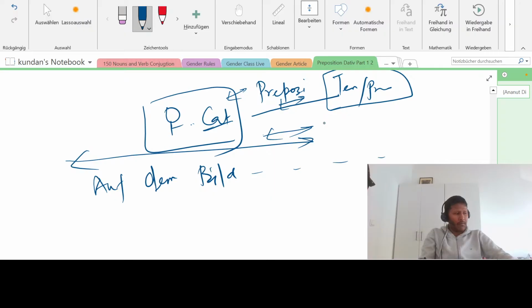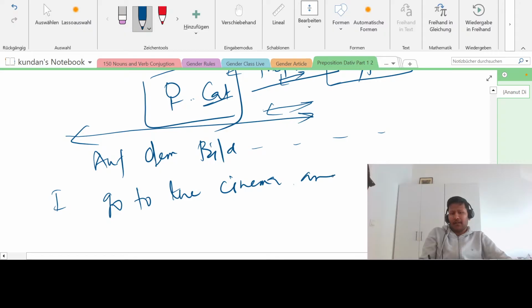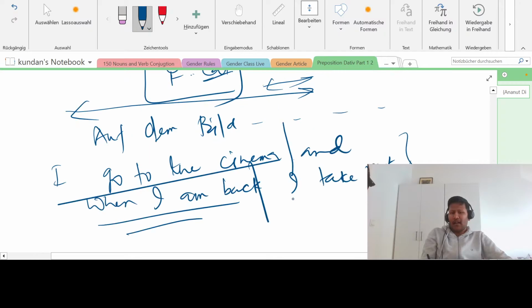If you take one last example, if I say I go to the cinema, and when I am back, I take rest. This looks like a very big sentence, right? But this is very simple. What you have to do is break it. I go to the cinema. When I am back, break it. I take rest. These things we have learned in A1 and A2. I go to the cinema. When I am back, I take rest. So now you will be able to make big sentences because of all this, whatever we have learned.